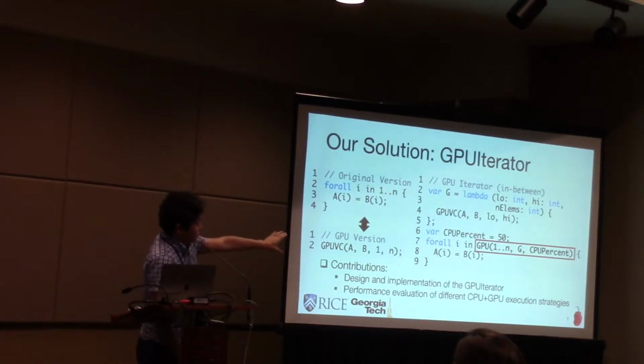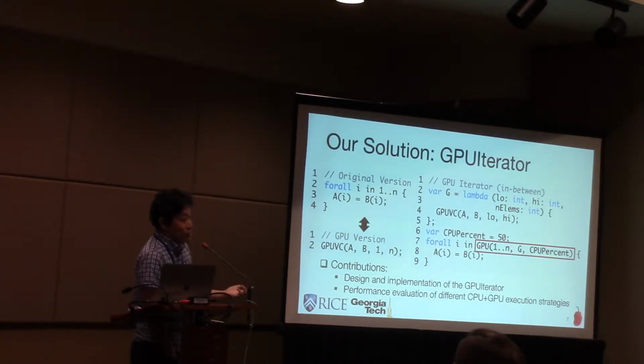We can just keep the original version, so you can still write the for loop. The only difference is that you write a special iterator, what we call GPUIterator, which can be invoked within the for loop. We just wrap the original iteration space in the GPUIterator, and we give some additional arguments, which are a function pointer to the actual GPU function, and also the CPU percent. This is for the hybrid execution I mentioned before.